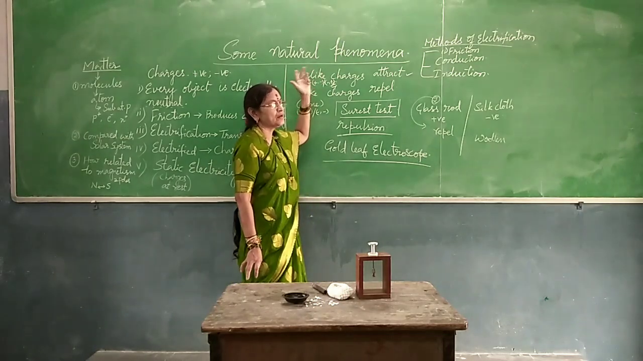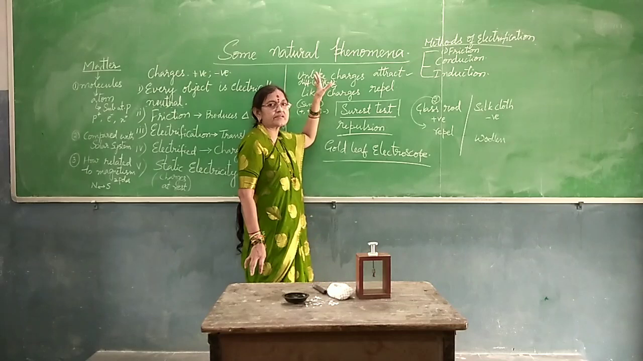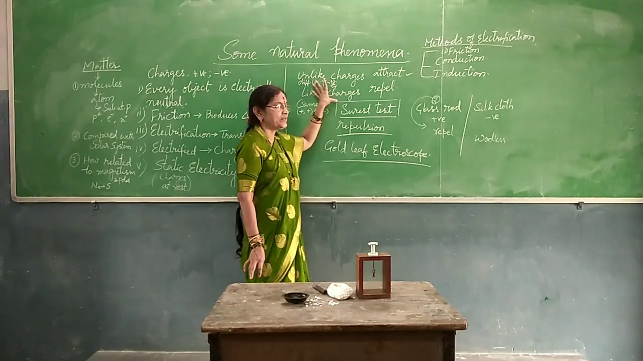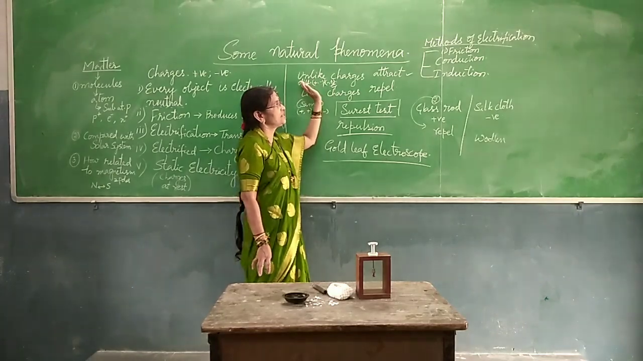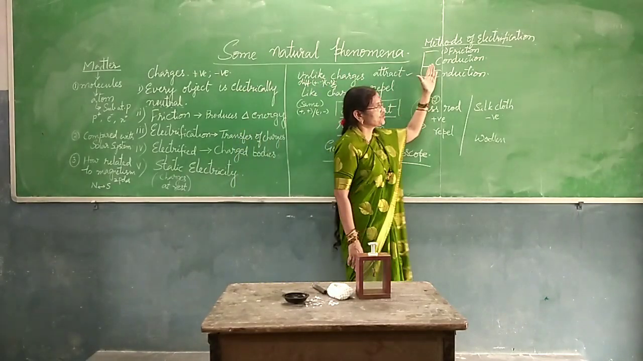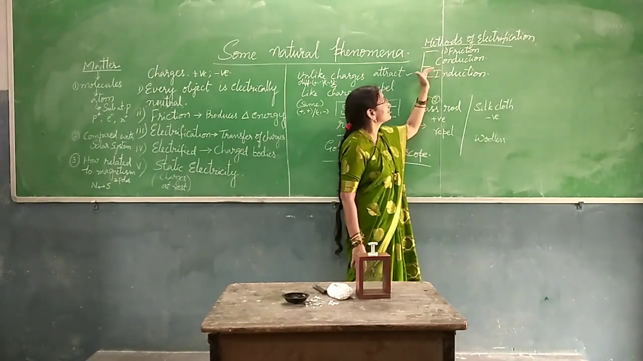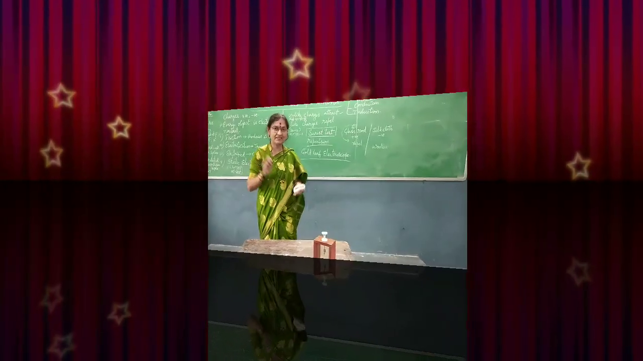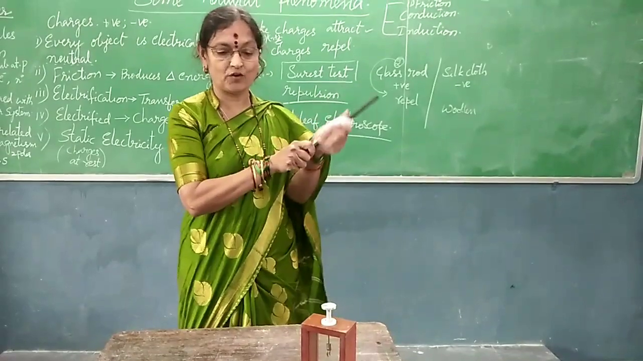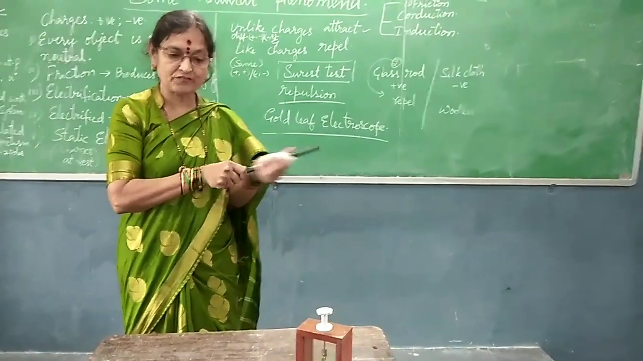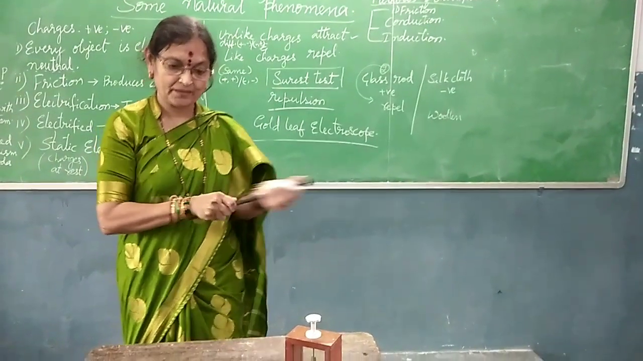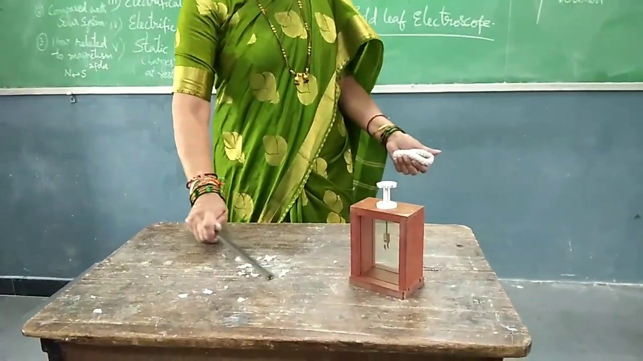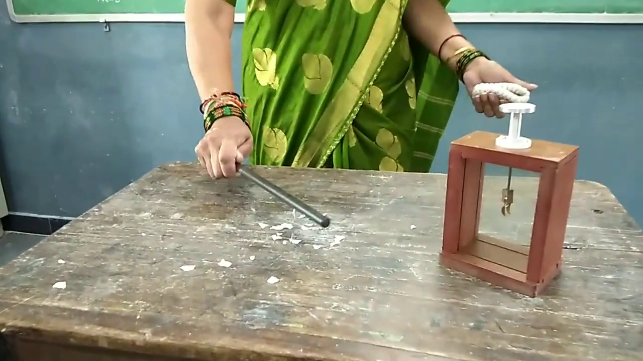Now, what is the basic principle of static electricity we can conclude from this? Unlike charges attract each other, like charges repel. And how many ways of electrification are there? Three. One is friction, the second is conduction, and the third is induction. I am rubbing this ebonite rod with the woolen cloth and I will place it near bits of paper. What will happen? You see, now these bits of paper are attracting. See, they are flying and attracting to the ebonite rod.